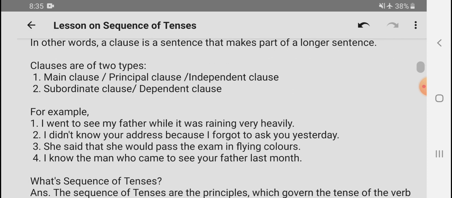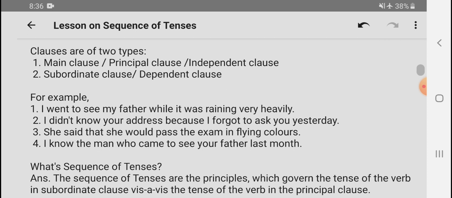Let's take a look at these four examples that I have here. I went to see my father while it was raining very heavily. Second one is I didn't know your address because I forgot to ask you yesterday. Third one is she said that she would pass the exam in flying colors. And fourth sentence is I know the man who came to see your father last month.